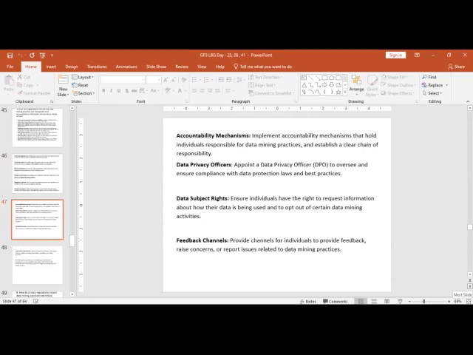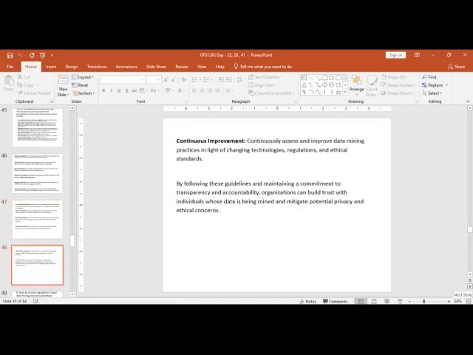Data privacy officers. Appoint a data privacy officer to oversee and ensure compliance with data protection laws and best practices. Data subject rights. Ensure individuals have the right to request information about how their data is being used and to opt out of certain data mining activities. Feedback channels. Provide channels for individuals to provide feedback, raise concerns, or report issues related to data mining practices. Continuous improvement. Continuously assess and improve data mining practices in light of changing regulations and ethical standards.